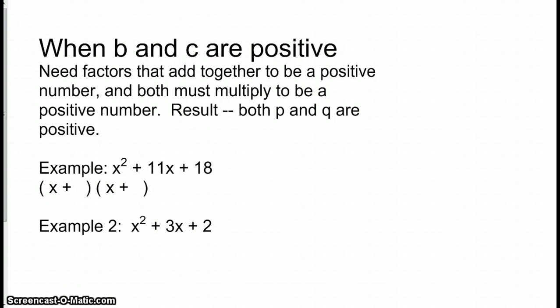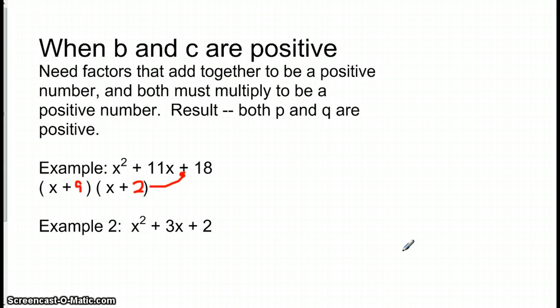So if we put 9 and 2 in here, and then we FOIL that, we see that we would come right back to the trinomial that we have above. So it's x plus 9 times x plus 2. That equals x squared plus 11x plus 18.